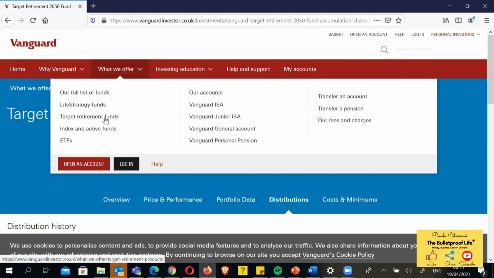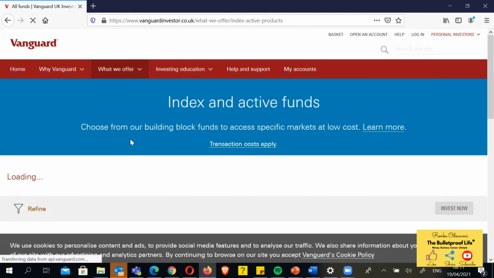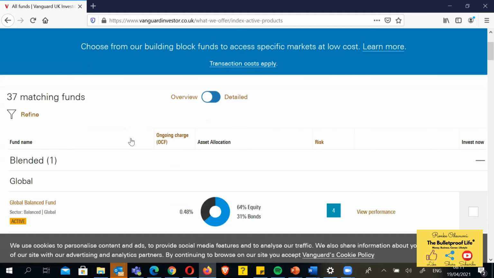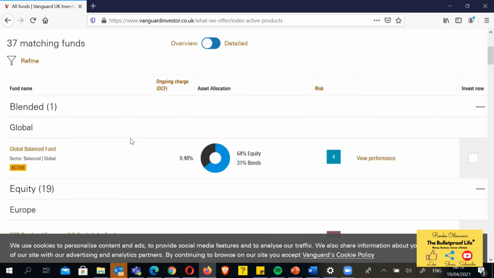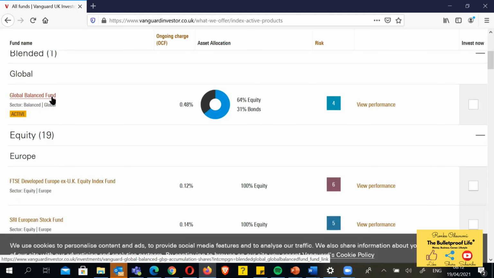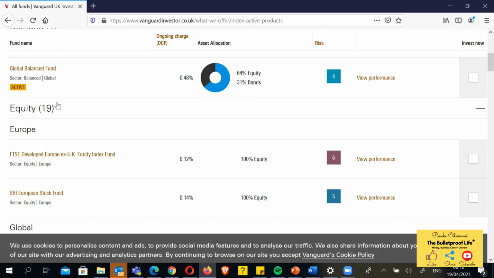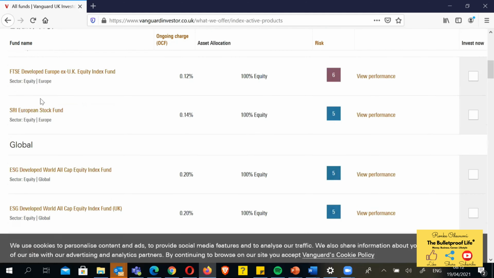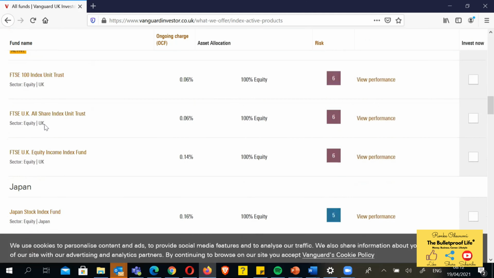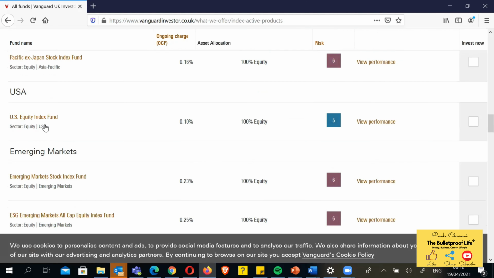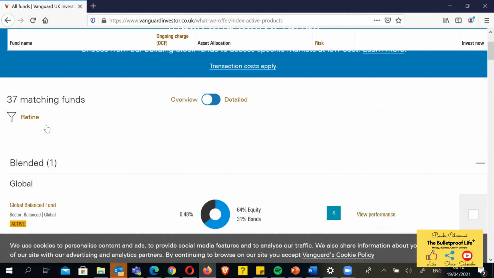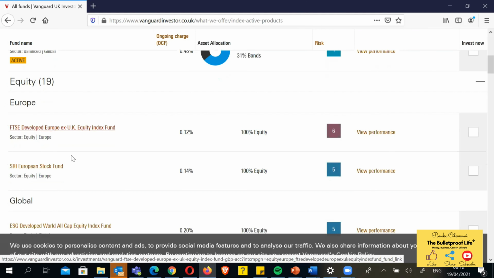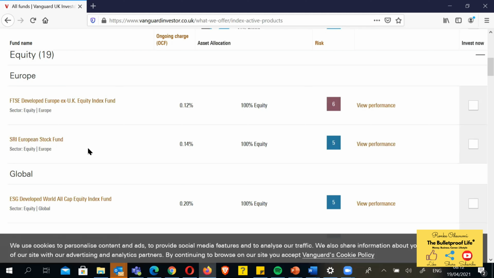So I've talked about the Target Retirement funds. The other thing I want to talk about now are the index and active funds that they have. They've got 37 funds in this particular pot, and this fund is split across different locations. They've got a global fund, which invests your money globally and has a risk level of 4. They've got equity and bonds across Europe, global, UK, Japan, Asia Pacific, US, and emerging markets. These are the funds that you can buy under this index and active fund pot, and they will tell you if a fund is an index fund or an active fund. So for example, under the Europe fund, they've got 2 funds.